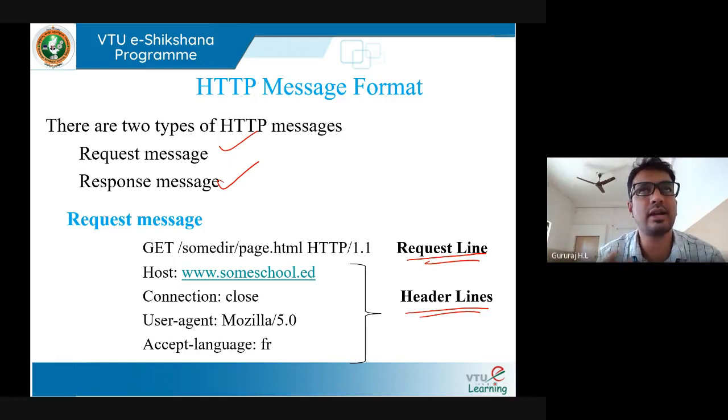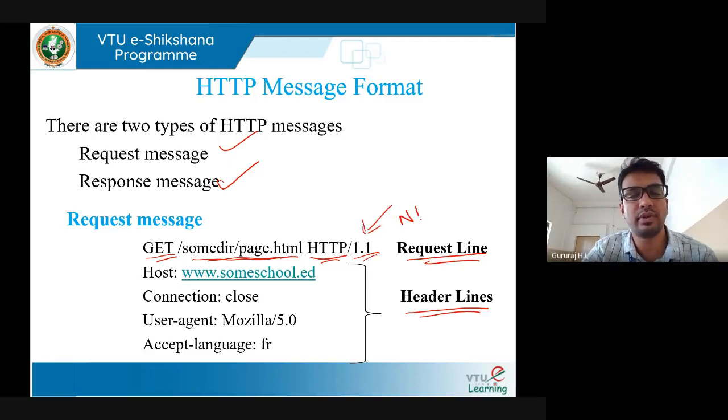Whenever the client starts sending the request, it will use a method called the get method. We have various methods: get method, put method, post method and all. Out of that, the request message will always use the get method. It is followed by where you are going to fetch the data from, whether you are fetching the path or you are just going for the host. That will be the second part, followed by the protocol, followed by the version. I think we all know 1.1 stands for non-persistent communication.